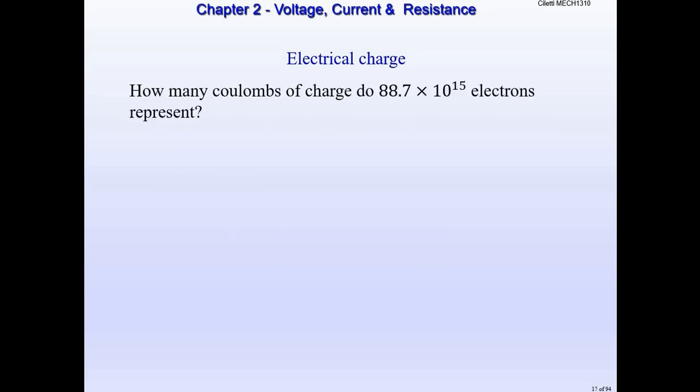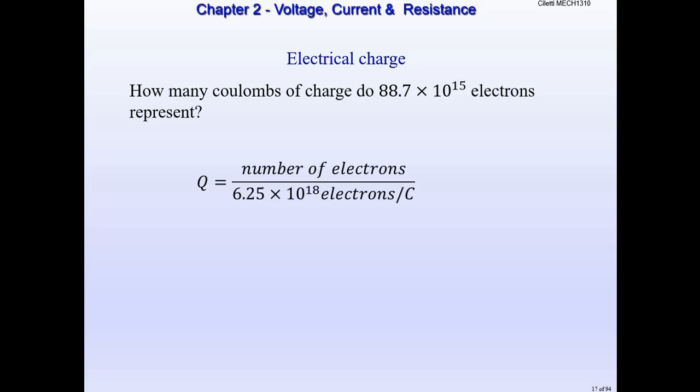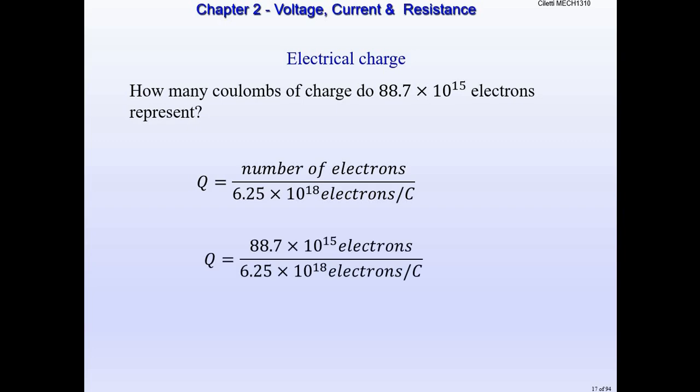Let's take a look at an example here. How many coulombs of charge do 88.7 times 10 to the 15 electrons represent? What we're going to do is take that 88.7 times 10 to the 15th, divide it by 6.25 times 10 to the 18th, and that's going to give us the actual charge. Now when you're using your calculator, make sure that you pause the video and make sure you get the right number that I'm getting. Put the numerator in parentheses in your calculator and put the denominator in parentheses when you do this. That way there won't be any issues or you forget one or the other.